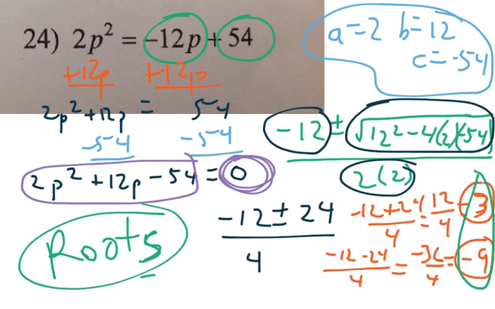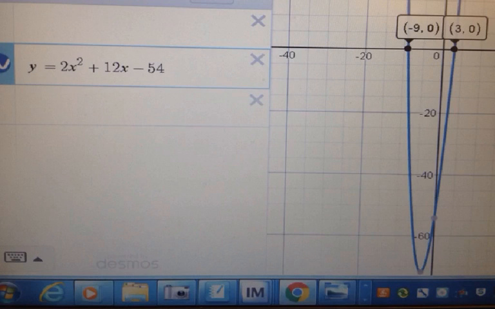It's also called our zeros, by the way. Our zeros. Okay? But the last important thing, guys, is let's see what it looks like if I actually graph this quadratic. So here it is right here. Notice I graphed the 2x squared plus 12x minus 54.